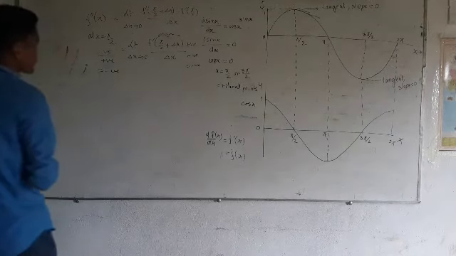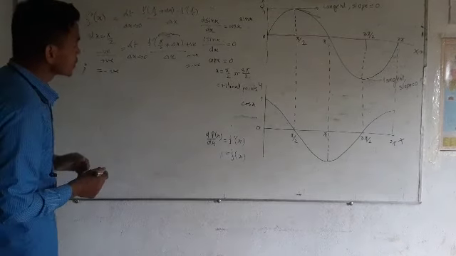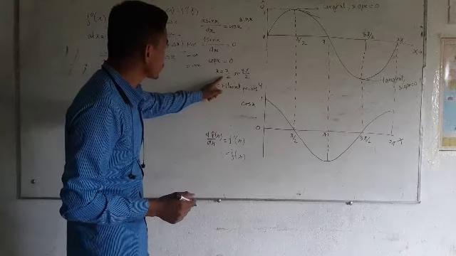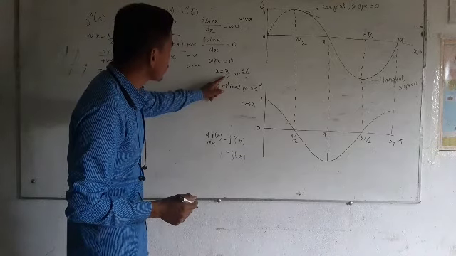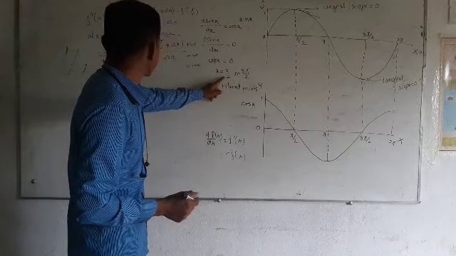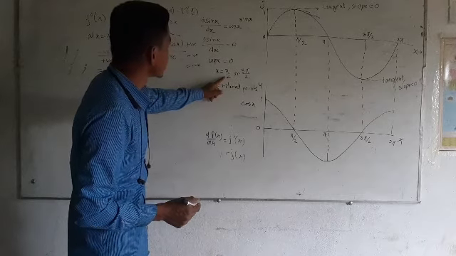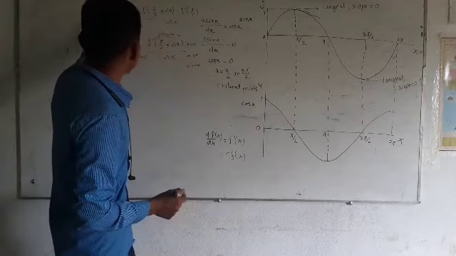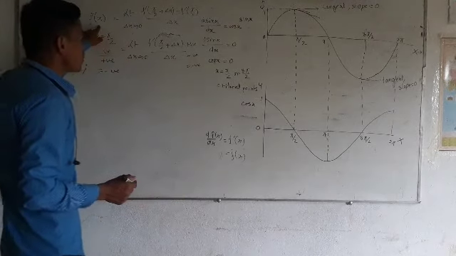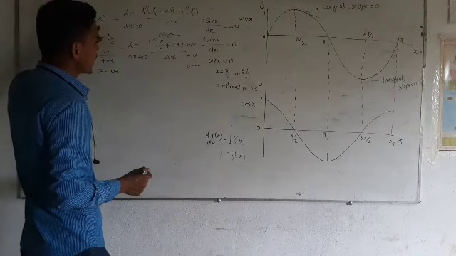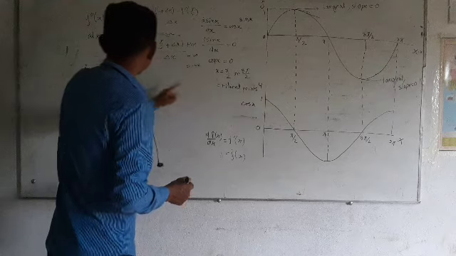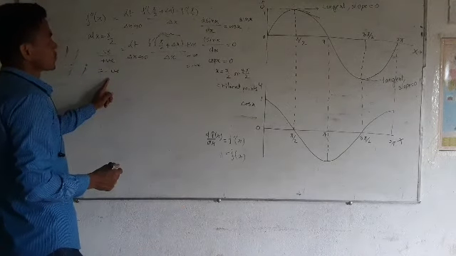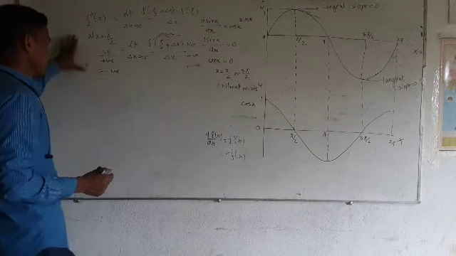That means if the point corresponds to the highest point of the curve, then the second order derivative of the function at the critical point yields a negative value. This is the first case.